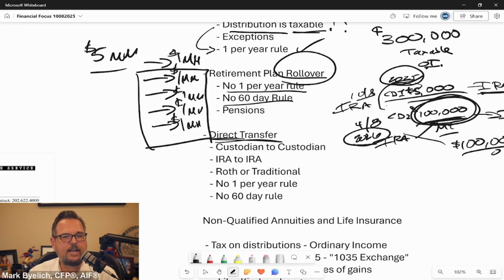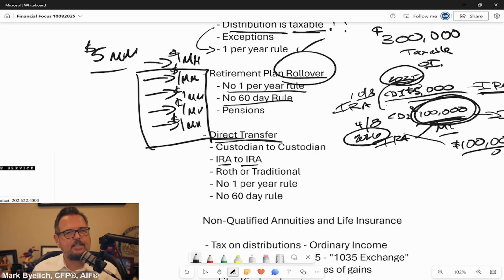A direct transfer is IRA to IRA. We're talking about traditional IRAs or Roth IRAs. So what that means is you have an IRA at, let's call it Schwab, so Charles Schwab is your custodian. You have an IRA in your Charles Schwab holding, and you want to transfer that to Merrill Lynch. So Schwab does a direct transfer from your IRA direct to your Merrill Lynch IRA.